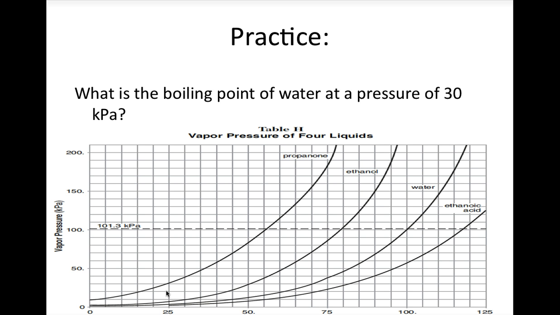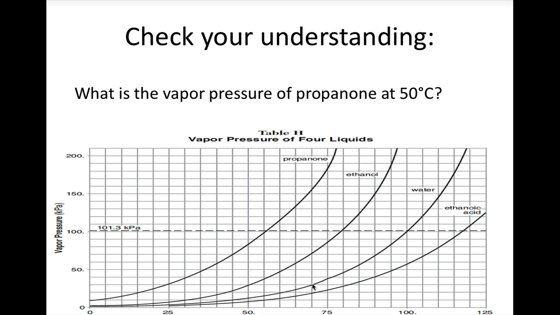So what's the boiling point of water at a pressure of 30 kilopascals? Here we would find 30 kilopascals, which is about 10, 20, 30. Follow this all the way over to water, and not there yet, not there yet. It's about 70 degrees Celsius. So now, using Table H in your reference packet, what is the vapor pressure of propanol at 50 degrees Celsius?